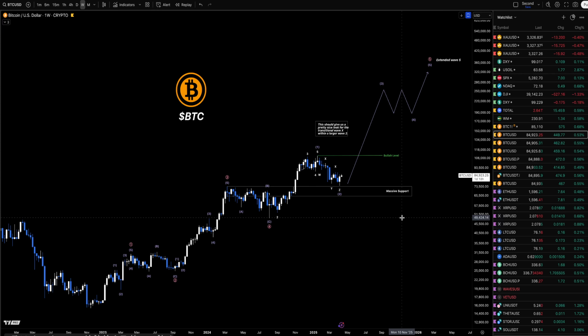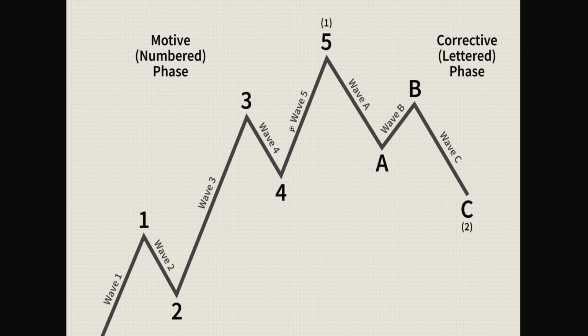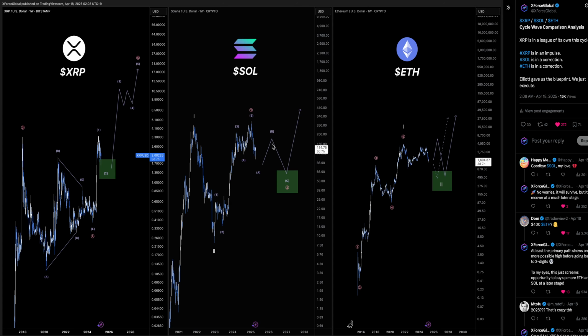Now, that doesn't mean that Ethereum and Solana can't rally. What I mean by that is I don't think that they're going to go into a bull market, but rather they may just be working in that B wave where momentum is going to be weak. However, they will experience a relief rally. So for all of these bearish coins, I still do think that there's going to be a relief rally across the board.